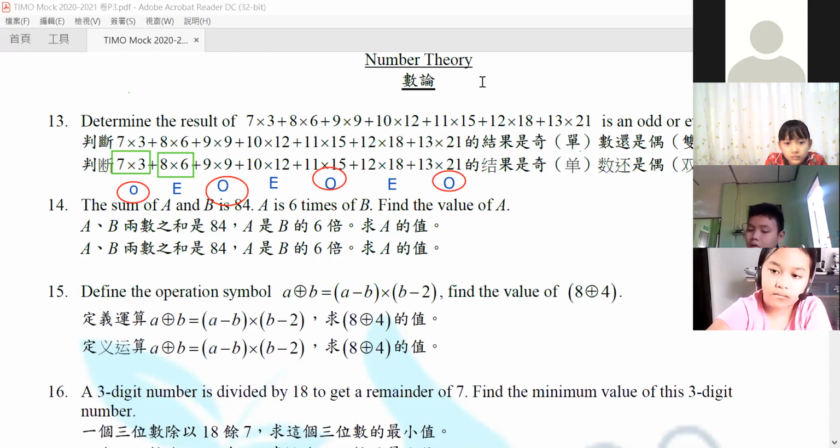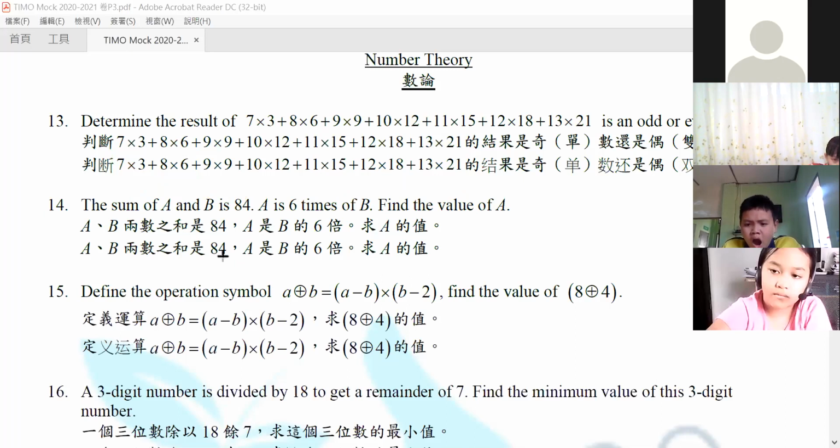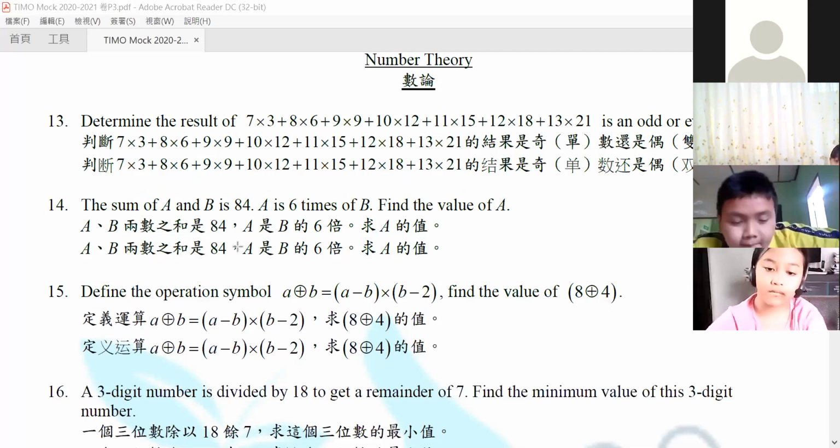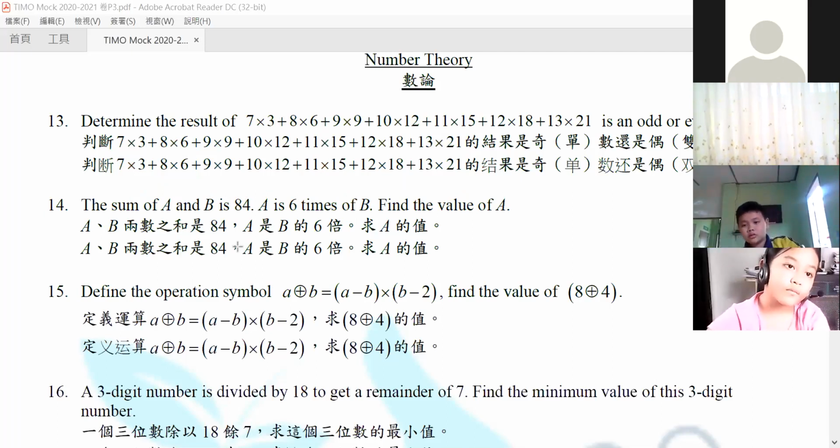Okay, so let's look at question 14. A and B, two numbers. Please do not post your answer multiple times in the chat room, because the chat room will then be filled up by your answer, and I cannot see all the answers of other students, okay? Yes, because odd plus odd is equal to even. So we can count the number of odd, and then we can determine the answer of question 13.